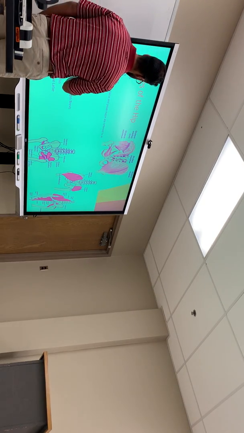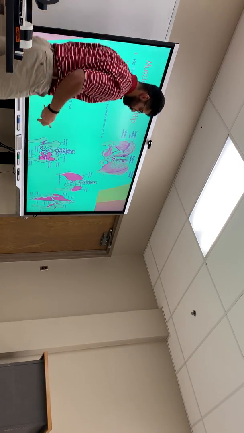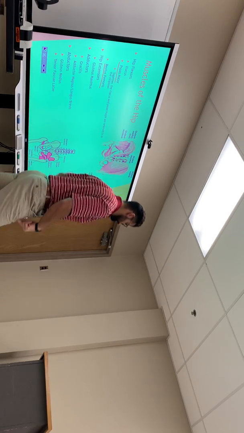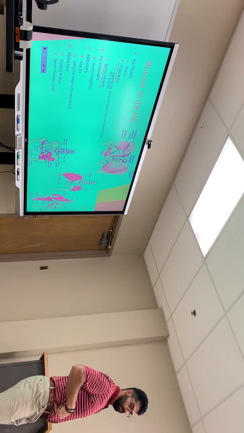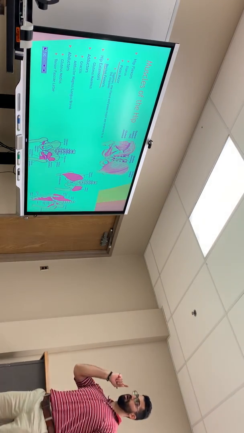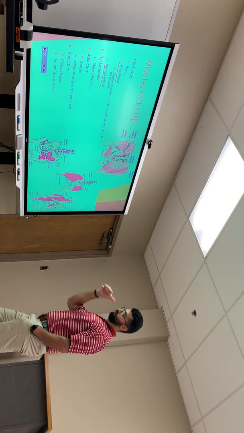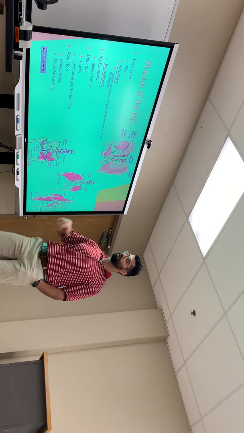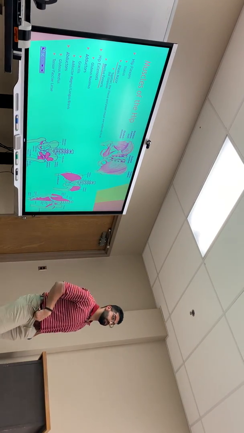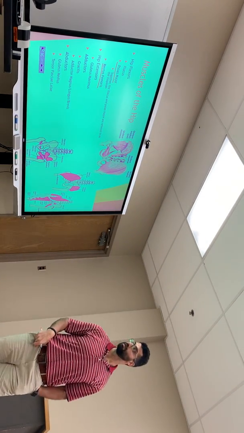The next one is rectus femoris. Rectus femoris is the only muscle of the quadriceps that is crossing the hip joint. So the only quadricep muscle that has effect on the hip joint is rectus femoris.